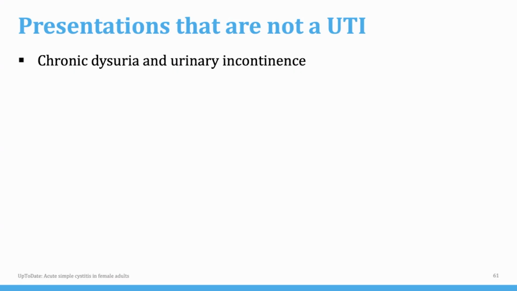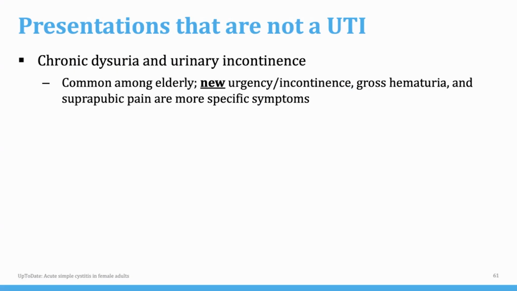Some of the most common symptoms that are mistaken for UTI are chronic dysuria and urinary incontinence. The key word here is chronic, and this is a particular issue among the elderly. So you want to look out for new urinary urgency or incontinence, gross hematuria, or suprapubic pain, as they are more specific symptoms for a UTI.